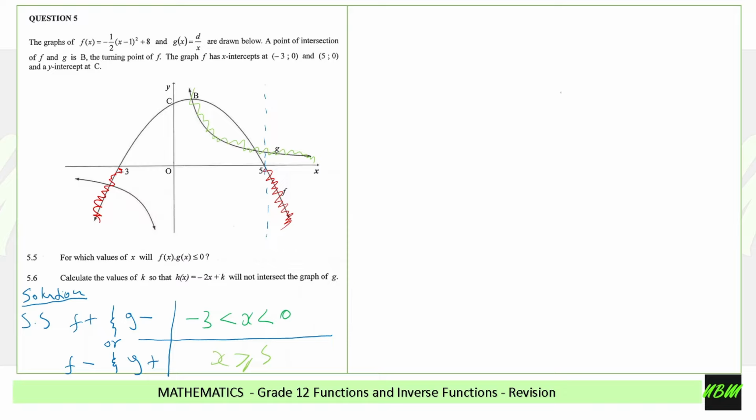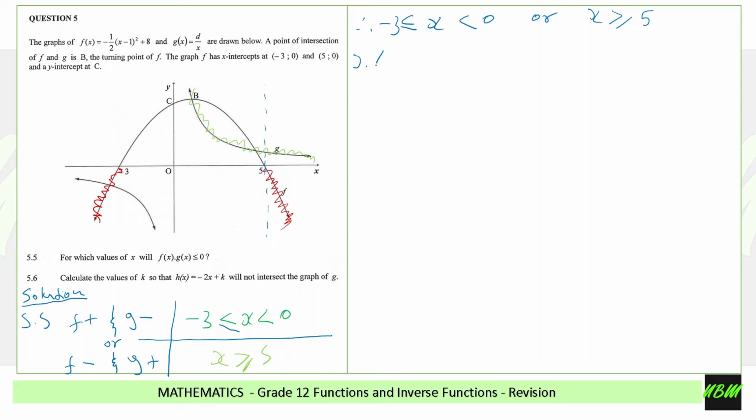This is now how we write the solution. So for 5.5, our solution will be where x is less than 0 but greater or equal to -3. Remember, we said -3 is included here. Or it will be where x is greater or equal to 5.